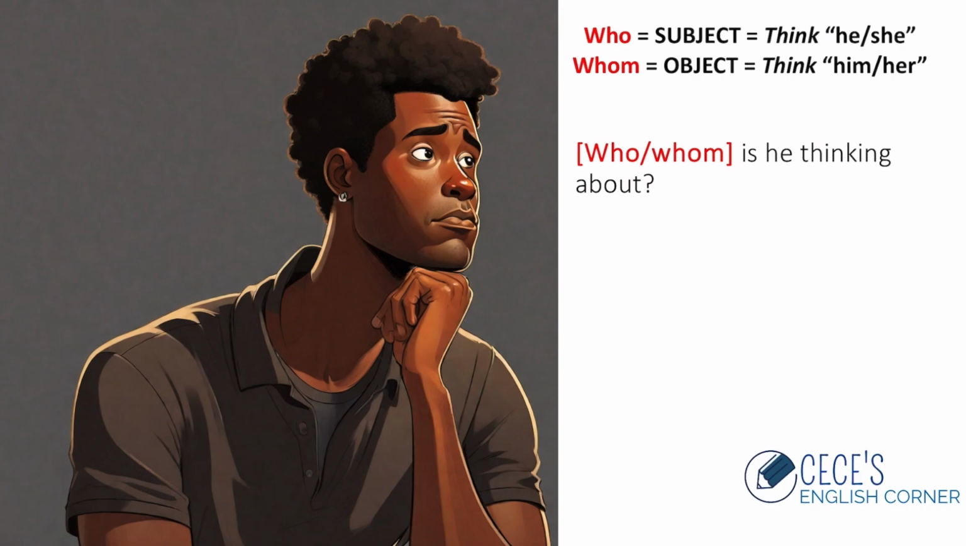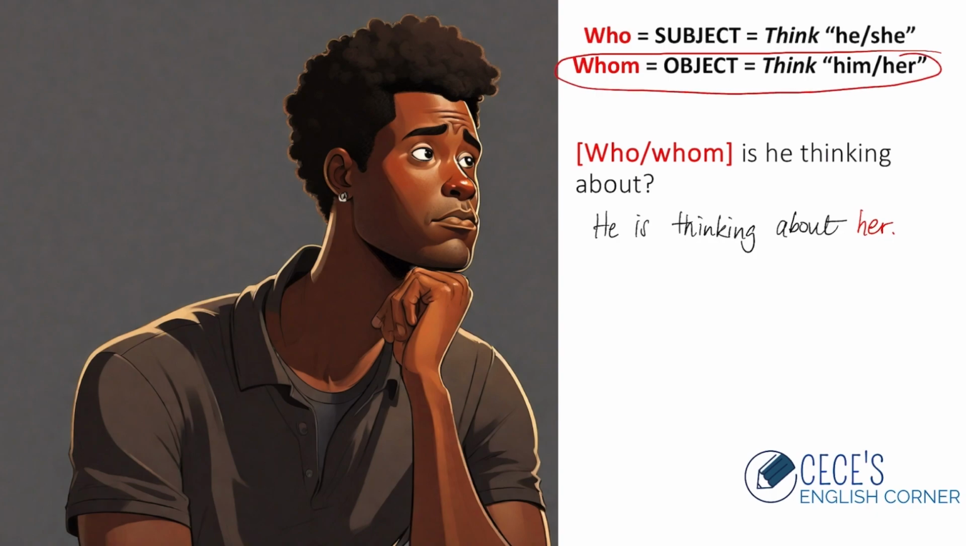Next example. Who or whom is he thinking about? How would you answer this question? I can say, he is thinking about her. Remember, if we can answer the question with her or him, we should use whom. So the correct answer is, whom is he thinking about?